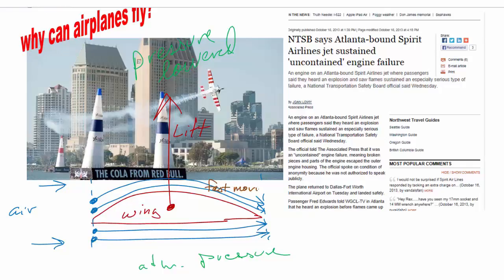You have fast-moving air above the wing. And fast-moving air simply cannot generate as much pressure. Fast-moving air reduces the pressure. So that is how pressure is lowered. In fact, this whole thing is called Bernoulli's principle. That's why airplane wings allow airplanes to fly.